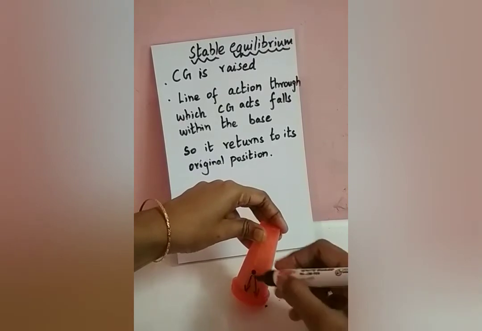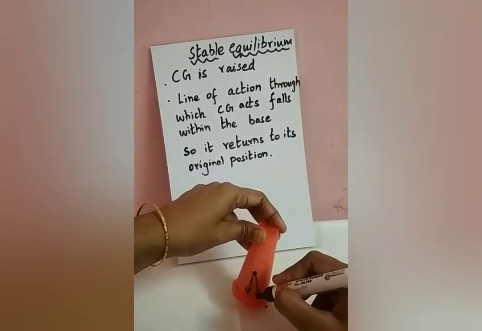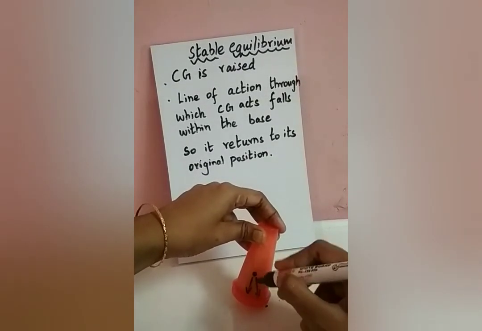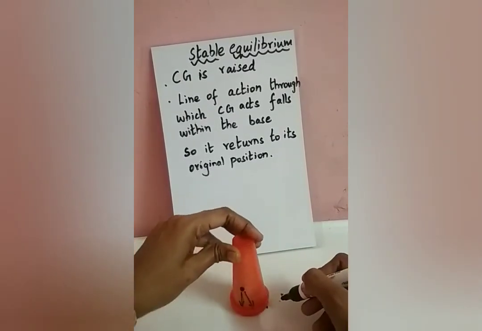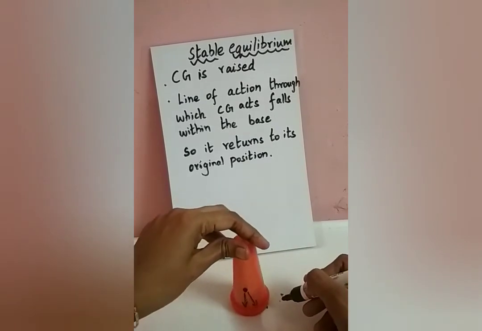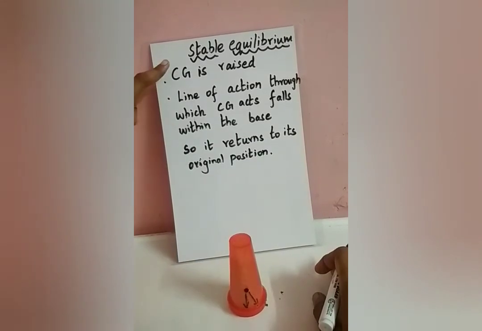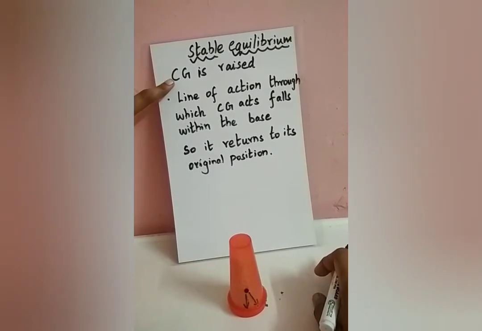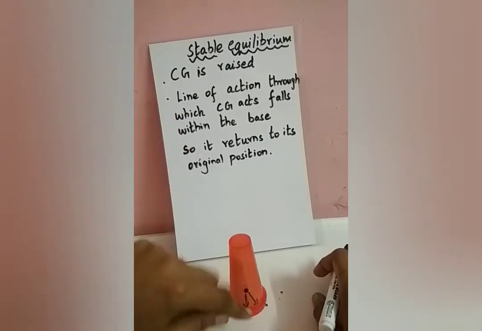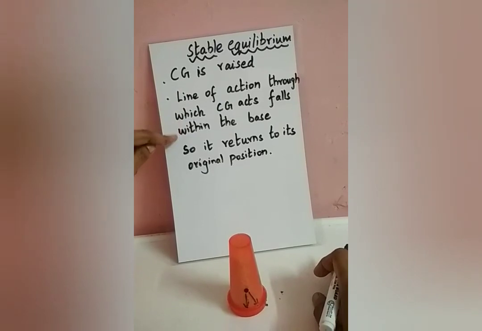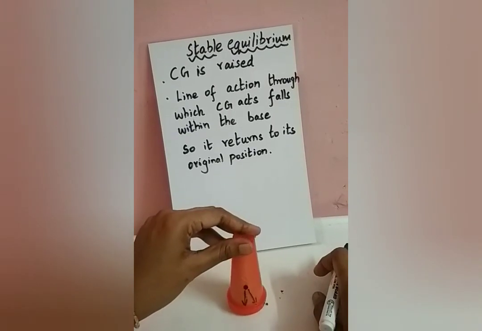But as the cone is getting displaced, the line of action through which the weight of the body acts still lies within the base of support, and so the frustum returns to its original position even after displacement. So this frustum is said to have a stable equilibrium. Hope you followed. Just recall the points. The center of gravity is raised when it is disturbed, and the line of action through which the weight acts falls within the base even after the displacement. So it returns to its original position, and so this frustum is said to have a stable equilibrium.